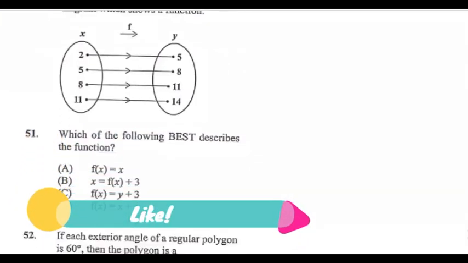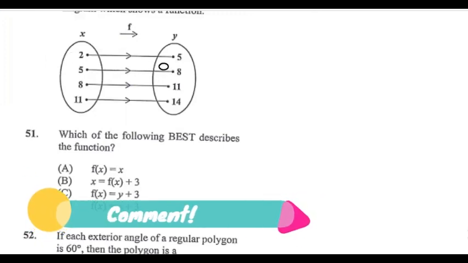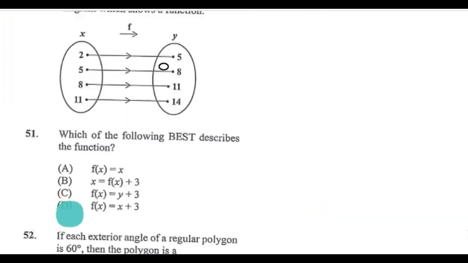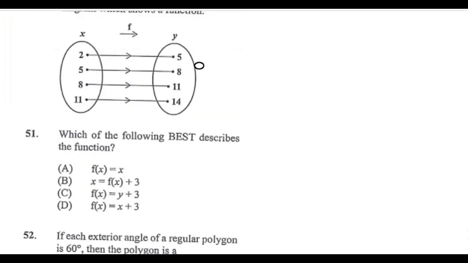So which of the following best describes the function? So we're looking at what maps x onto y, where the domain, what allow the domain to equal to the range. And we can just figure that relationship out by looking at each figure. So it is 2 to 5. You can see that we add 3 to 2 to get 5. Same thing with 5, we add 3 to 5 to get 8. Same thing with 8, we add 3 to 8 to get 11, and add 3 to 11 to get 14. So therefore f of x is equal to x plus 3, and our answer for 51 is D.